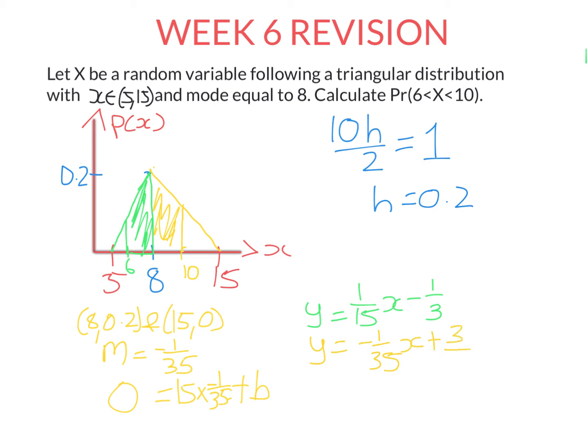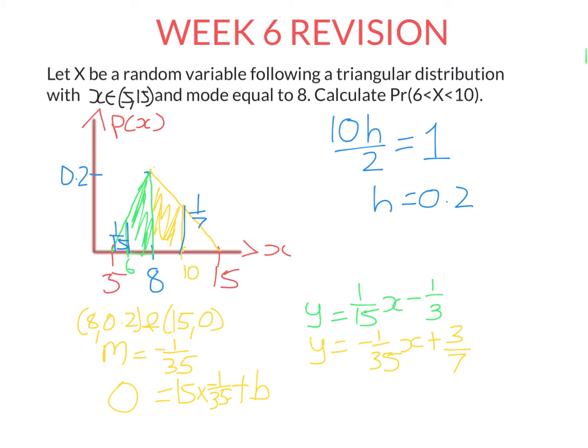Now you might be asking yourself, why did I need to find the equation of both of these lines? Well, I need to know this height here and this height here. Now that I've got the equations, that's easy. For this height here, all I need to do is substitute x equals 6 into there, and I get that this height here is 1 over 15. Now, if I want to know this height here, I just substitute x equals 10 into there, and I get 1 over 7. So this height here is 1 over 7.